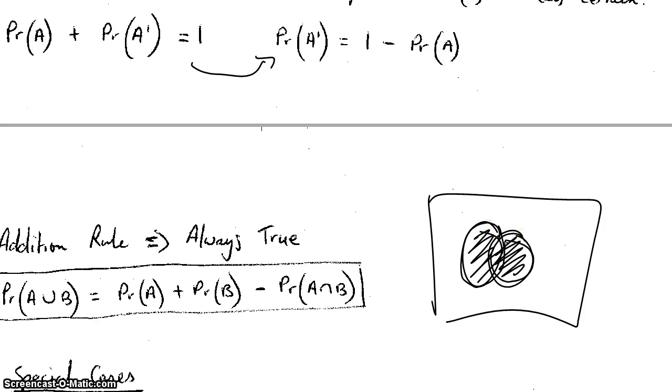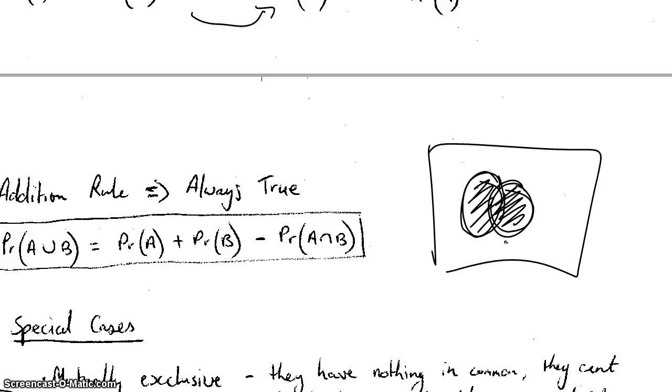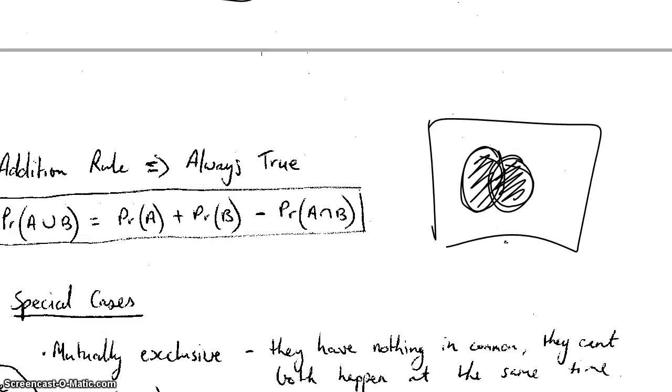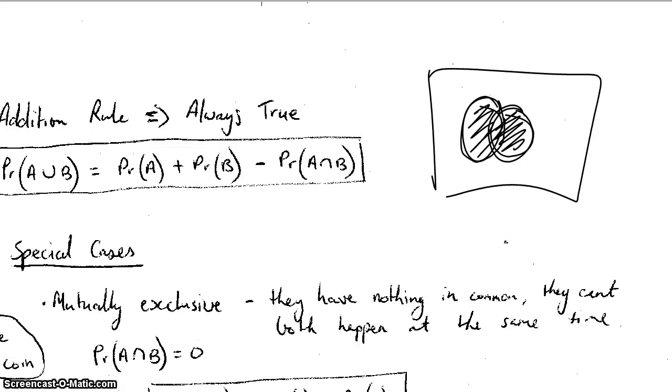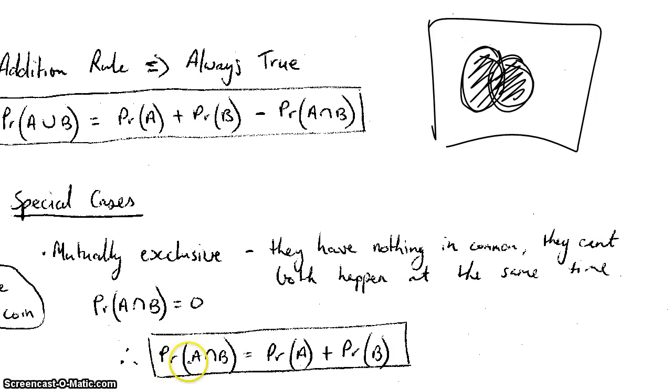But there are some special cases with this. Sometimes you have something called mutually exclusive, which means that they have nothing in common. They can't both happen at the same time. For example, for transportation coming to school, people will either catch a bus or they'll catch their car. Let's exclude the people who catch both. Let's just assume that you can either do one or the other. You can't do both of them. So in that case, the probability of A and B happening is actually equal to 0. So the law of total probability actually just condenses down to this here.